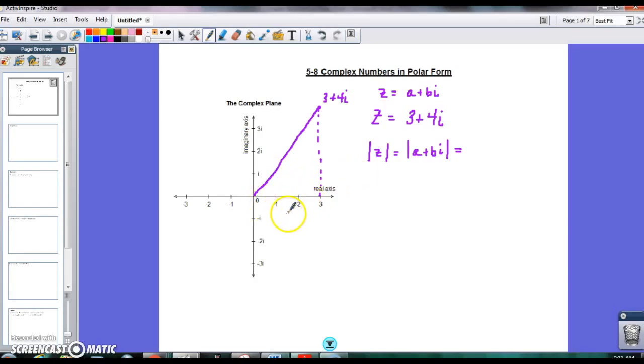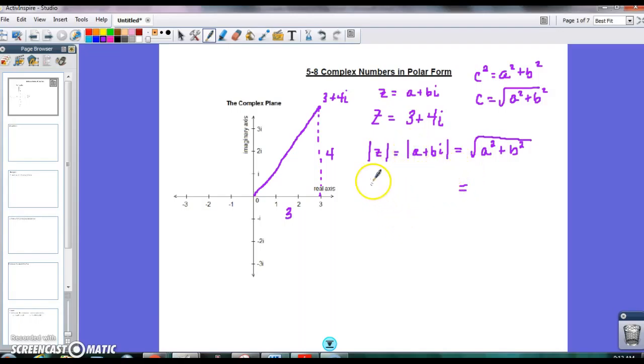Right? So I know that this distance is 3, and I know that this distance is 4, because it's 4 units along the imaginary axis. And if you think of the Pythagorean theorem, you're just doing 3 squared plus 4 squared, and that'll get you the hypotenuse of that right triangle. But if you think about it from a formula standpoint, it's just the square root of a squared plus b squared, which is essentially the Pythagorean theorem, right? If you have c squared equals a squared plus b squared, to find c, which is your hypotenuse, that's all that you're doing. So that's what this formula is for the absolute value of a complex number, or to find the magnitude.